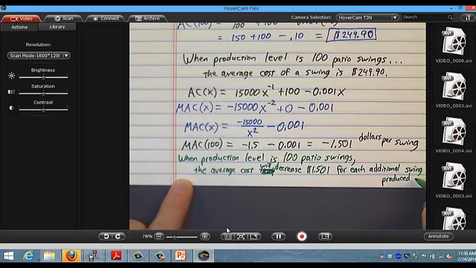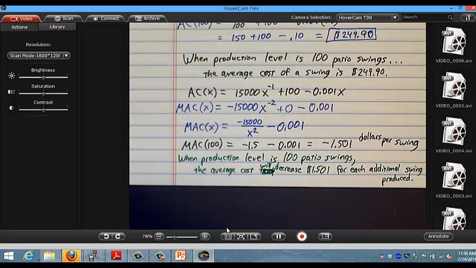Right? That can be helpful if you're trying to say, hey, should we increase the production level to 160? Well, how much are we going to save? How much more is it going to cost us? Well, the average cost per swing would go down $1.50 per swing, so it would go down about 15 bucks. The average cost. That's what that's saying.